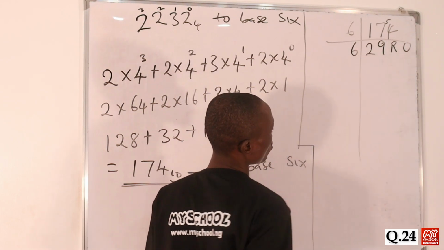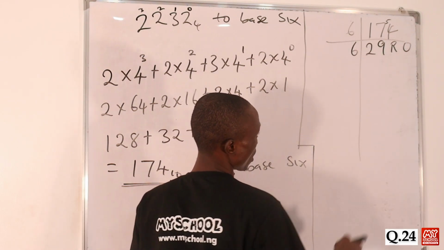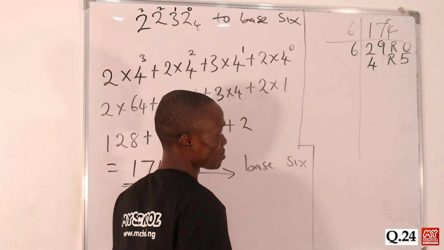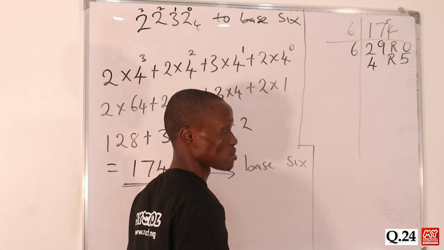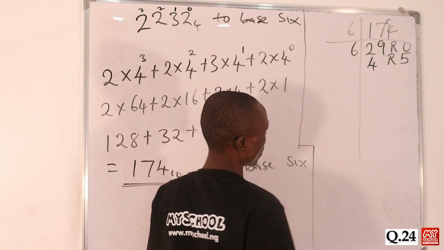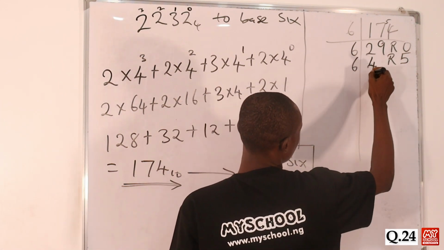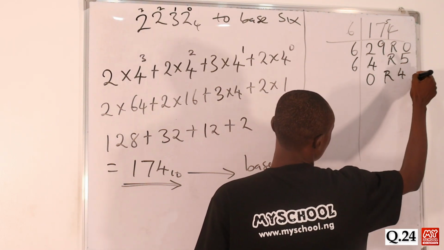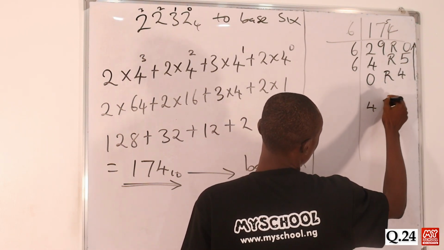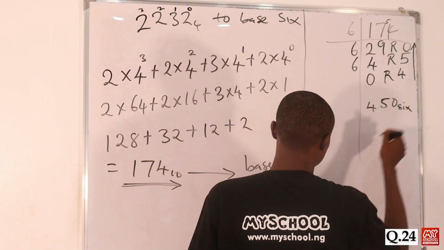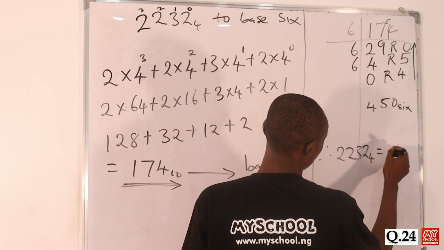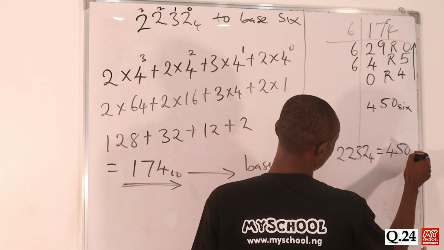So 6 into 29, okay? That will be 4. Then remainder 5. Remember that 6 times 4 is 24. So 29 minus 24, you'll be having 5 left, okay? So 6 again into 4 will be 0, then remainder 4. So you read it from bottom to up. So that will be 450 in base 6, okay? So therefore, 2, 2, 3, 2 in base 4 is equals to 450 in base 6.